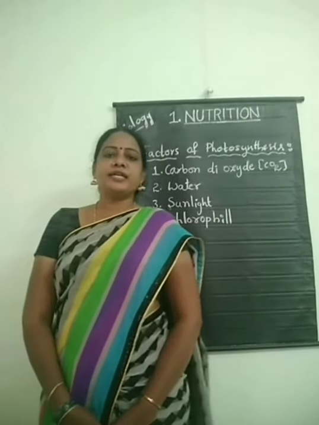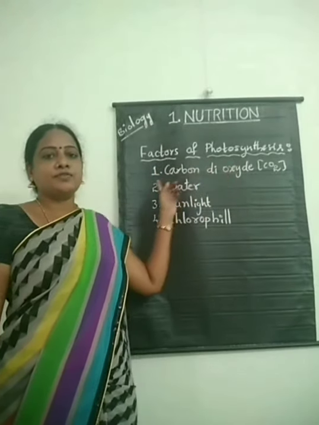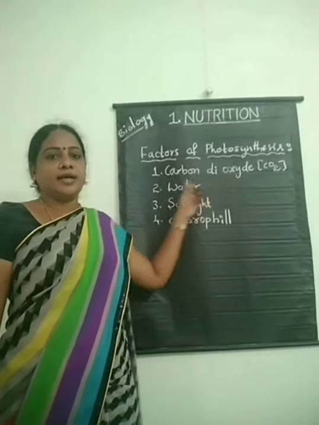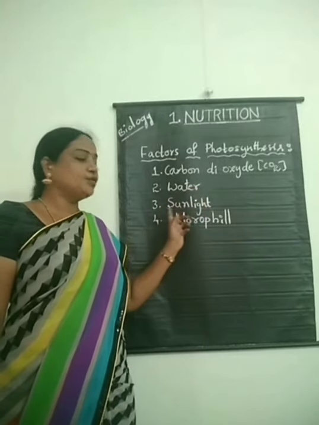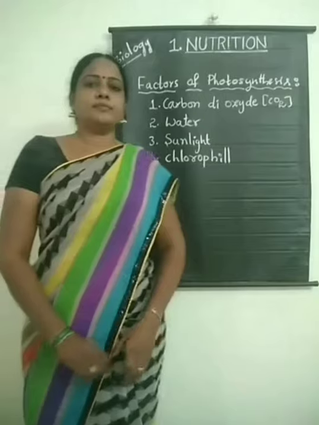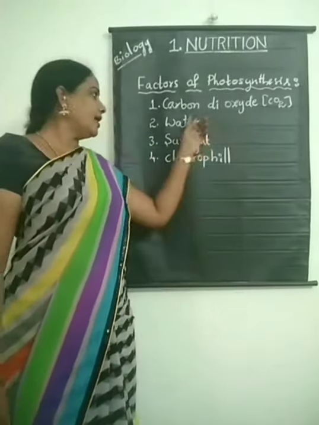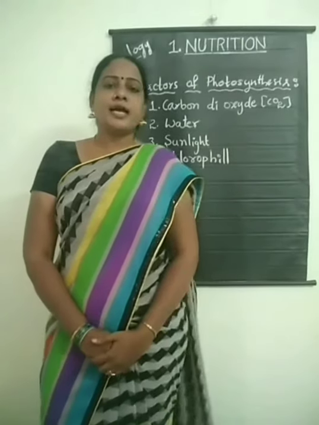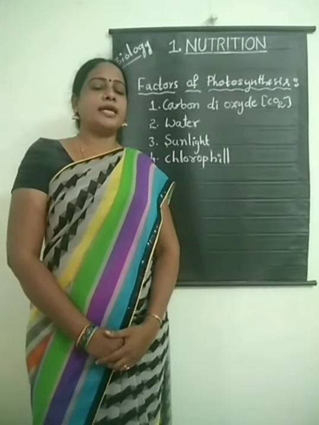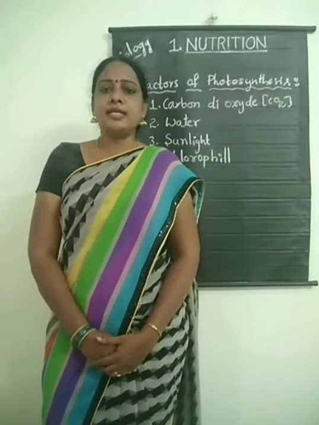Let me revise them once again. The four factors of photosynthesis are: first, carbon dioxide; second, water; third, sunlight; and fourth, chlorophyll. We discussed carbon dioxide and water. Now in this class we are going to learn how sunlight is essential for performing photosynthesis in green plants.